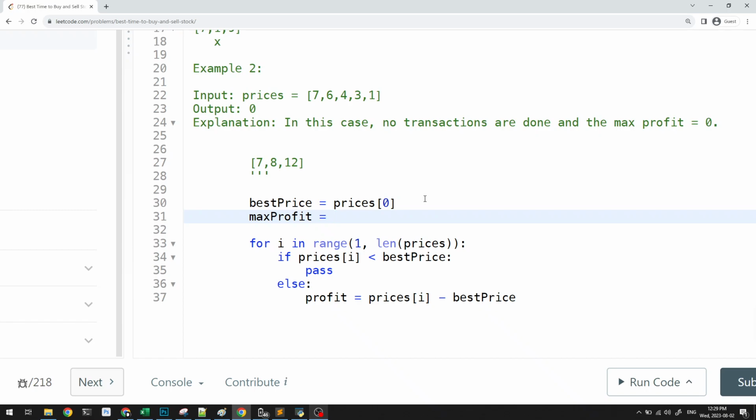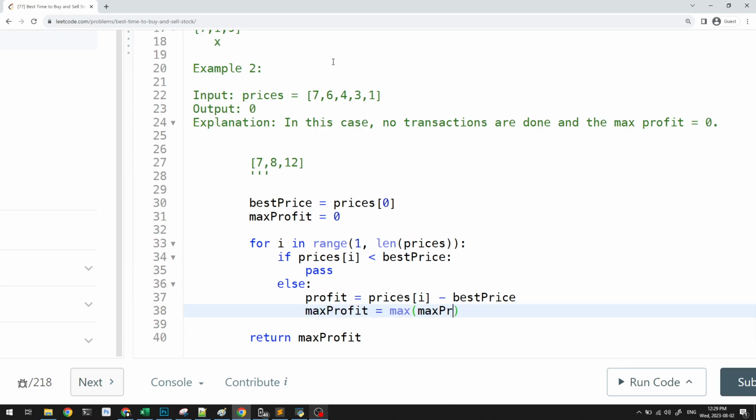And initially, we can just set it equal to 0, right? Because that's the maximum profit we can have. And in the end, we can just return maximum profit. Now, maximum profit would be equal to the max of maximum profit and the current profit that we have. So initially, it's just going to be 0, and then this one will be 1. So this one will be changed to 1.